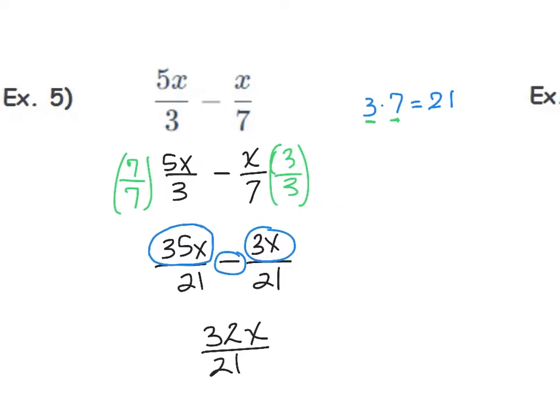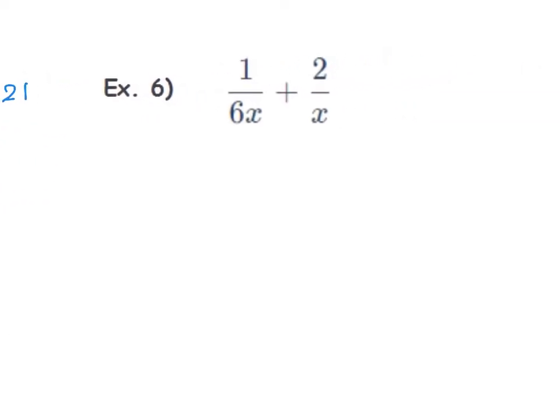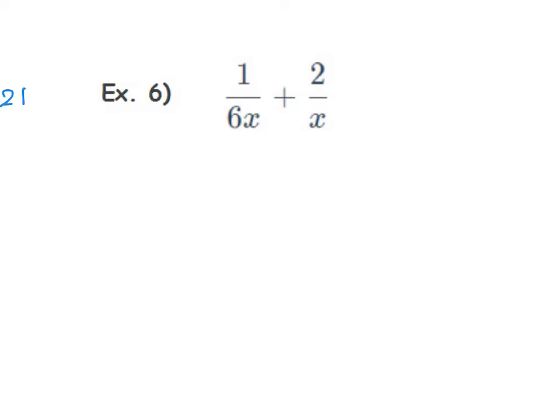Let's look at another problem. Here we have two different denominators. One is a denominator of 6x. The other one is a denominator of 6. So let's again look at our factors to come up with a common denominator.